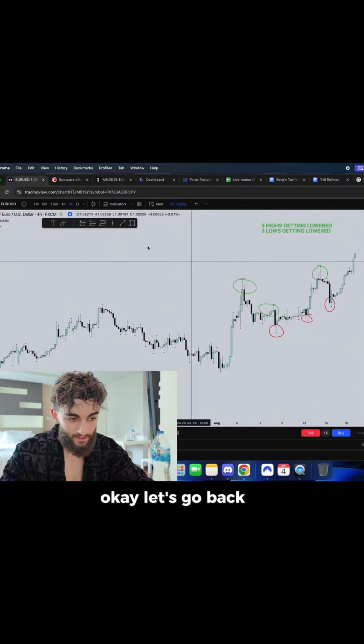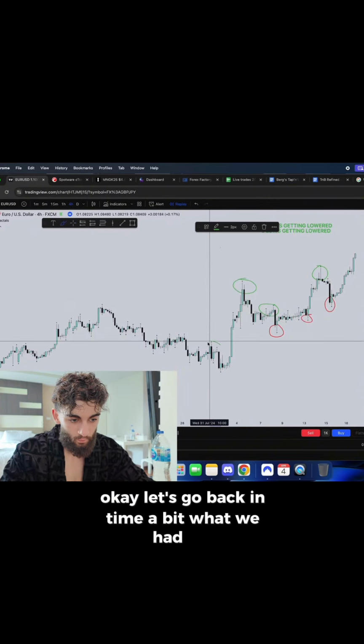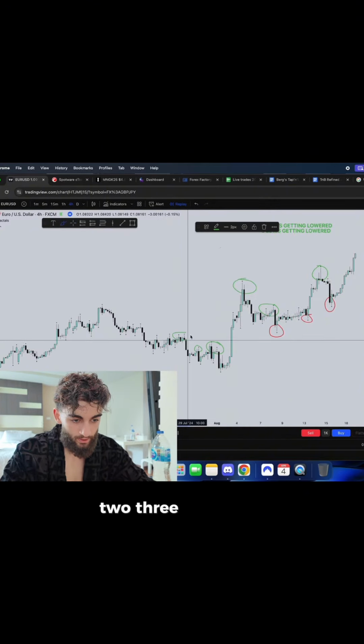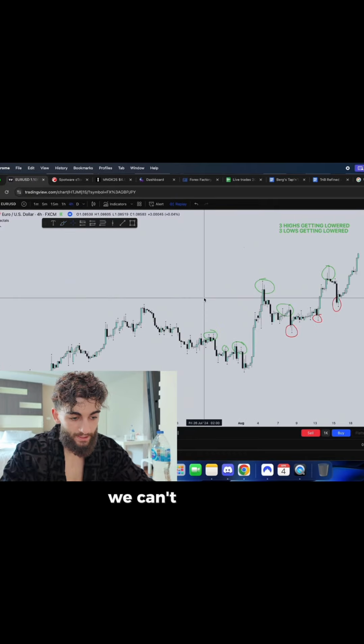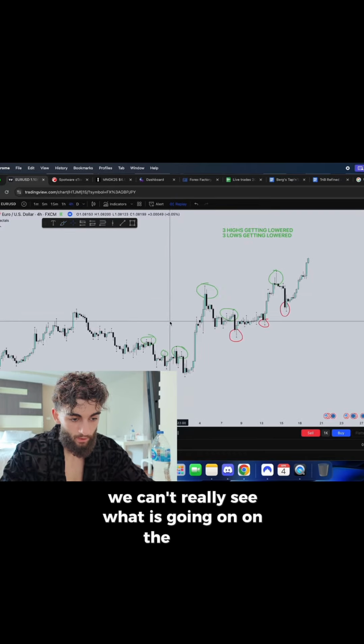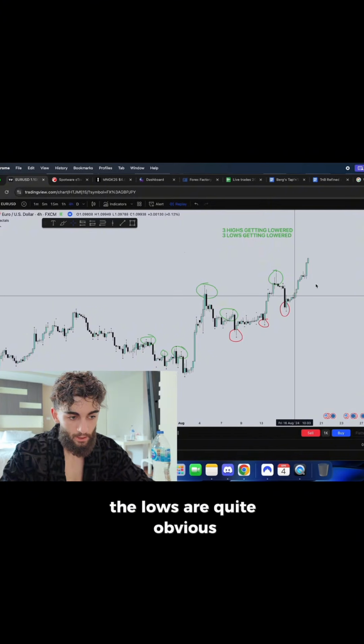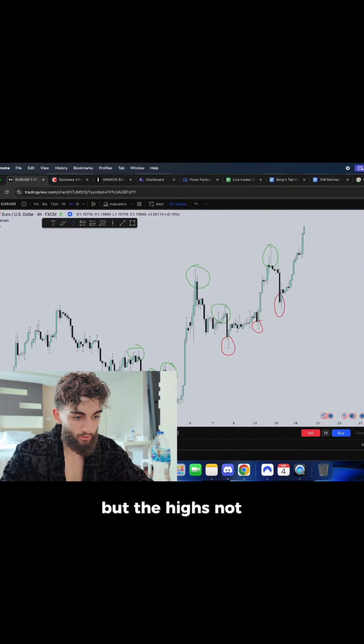Okay, let's go back in time a bit. What have we had? 1, 2, 3. Once again, lowered, higher. We can't really see what is going on the 4 hour. The lows are quite obvious, but the highs, not so much.